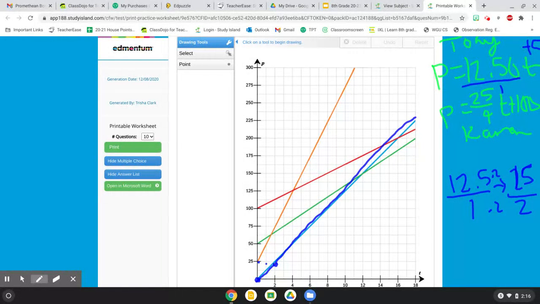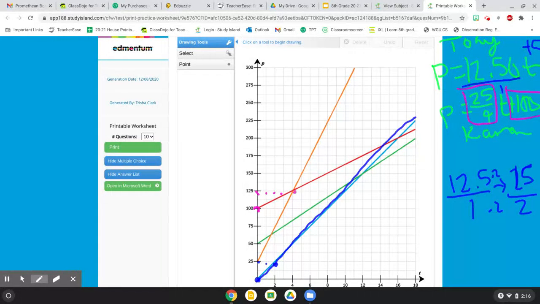And now I'm looking for Karen, and her y-intercept is this positive 100. Okay, so hers is this red line because there's nobody else that starts at 100. And just to check her slope, it goes up 25 to the right 4. So I'm going up 25 to the right 1, 2, 3, 4.